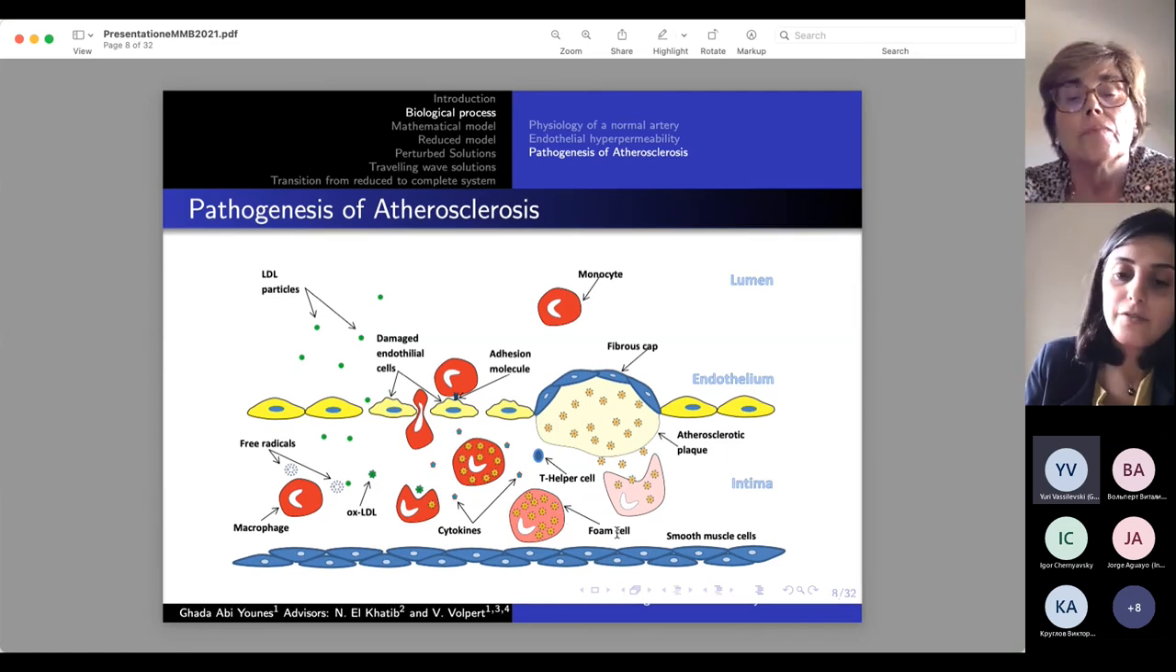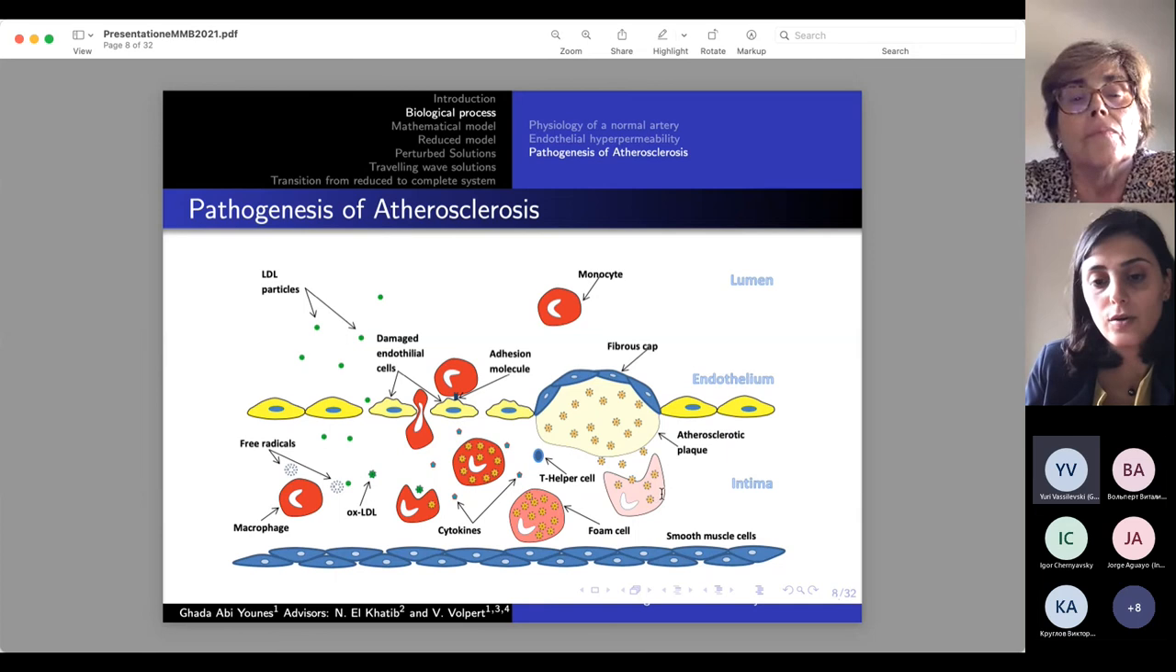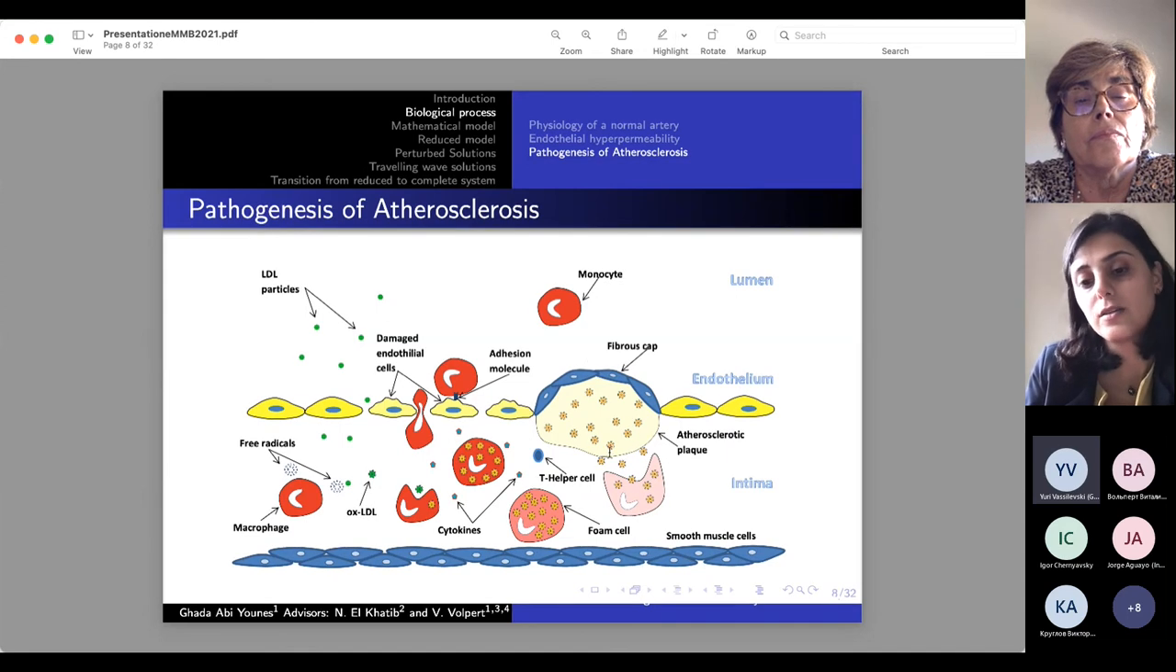But unfortunately, foam cells are not able to destroy completely the oxidized LDL, so they undergo apoptosis, that means they die, and they release their content to form an atherosclerotic plaque. In fact, this atherosclerotic plaque modifies the geometry of the vasculature and it also changes the blood flow.